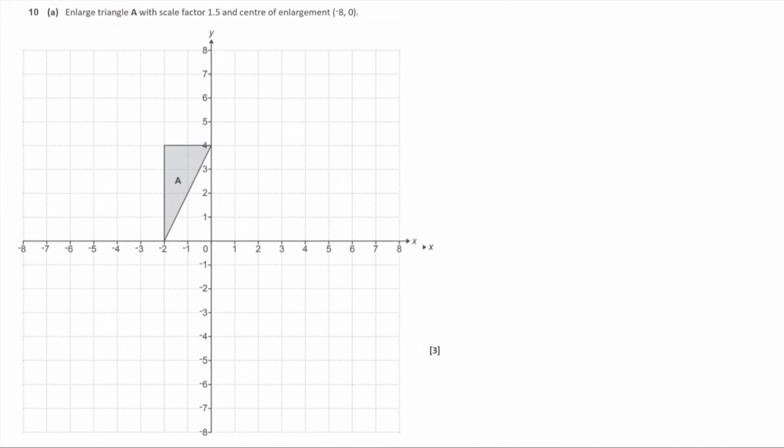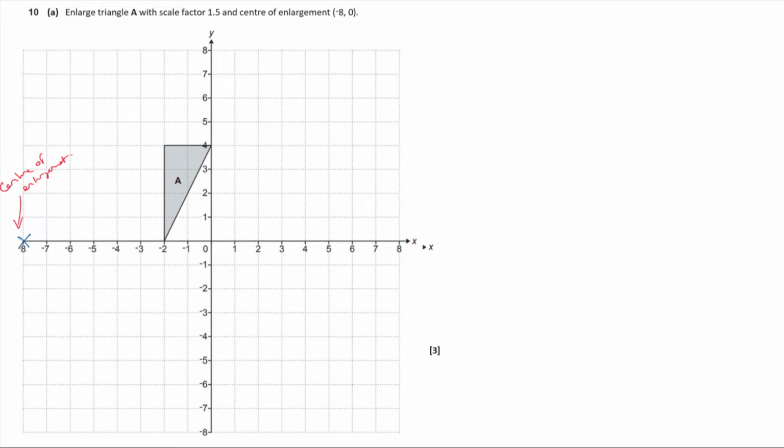Let's move on. Question 10a. Enlarge triangle A with a scale factor of 1.5 and center of enlargement minus 8, 0. Let's first plot the center of enlargement, minus 8, 0. That's going to be down here then, isn't it? It's on the axis here. So that's my center. Let's just mark it. Center of enlargement.